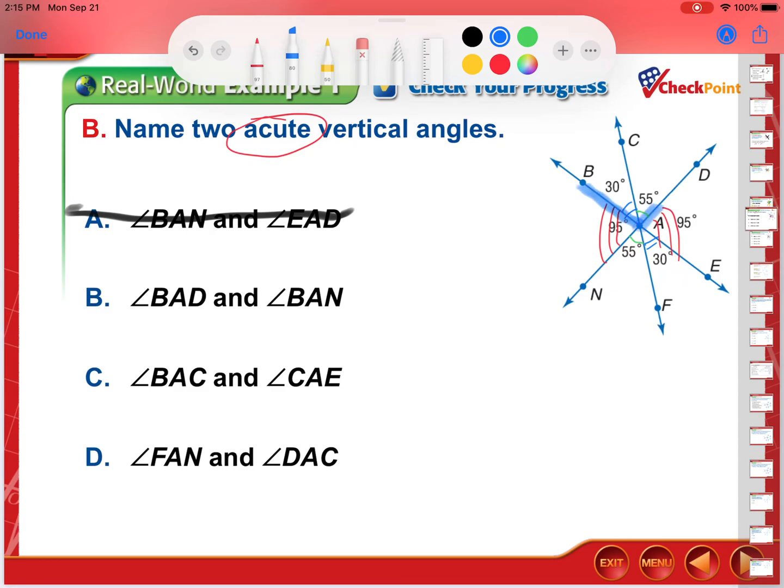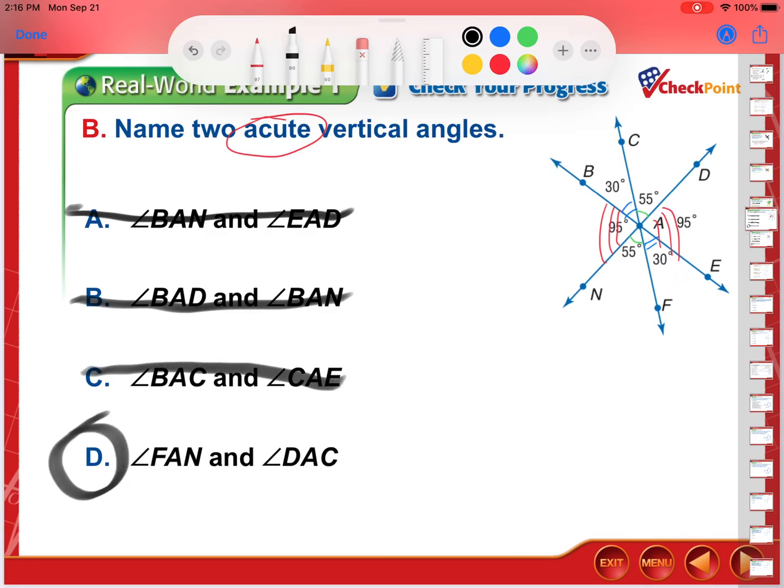BAD and BAN again. So BAN is not acute, even though it looks like it is based on the drawing. So that one's a no-go as well. Now what about BAC and CAE? So those are not vertical angles. So that one does not work, which means it has to be D. But let's double check just to make sure. We have FAN and DAC. So those are vertical angles. They are acute. So that is our answer.